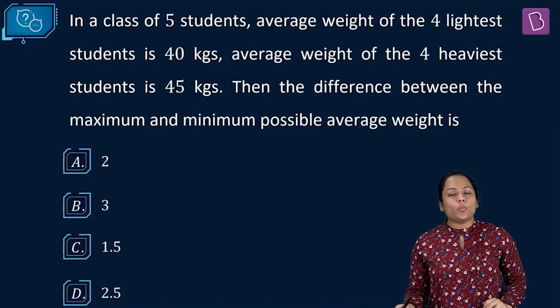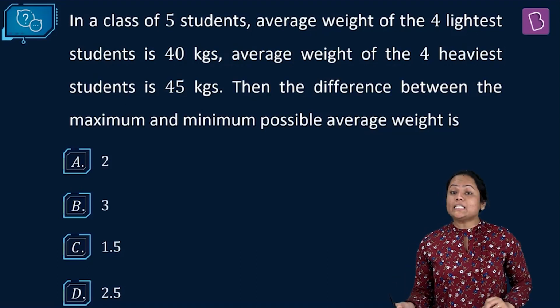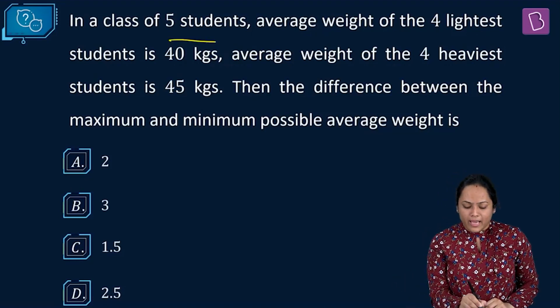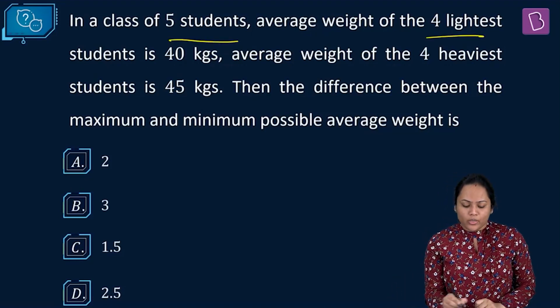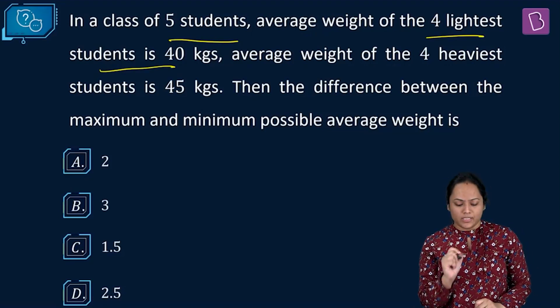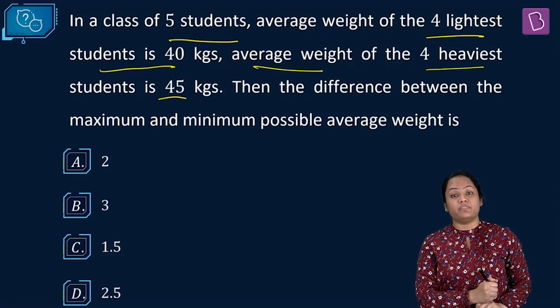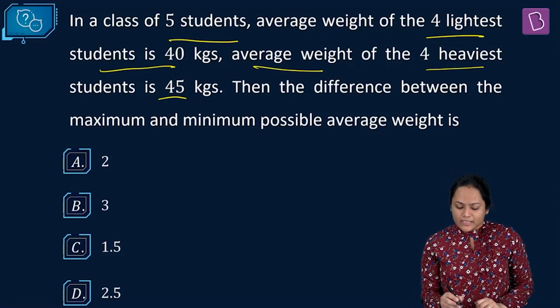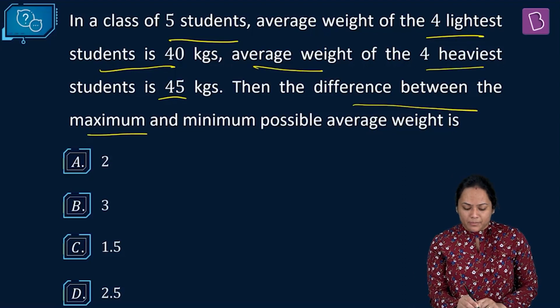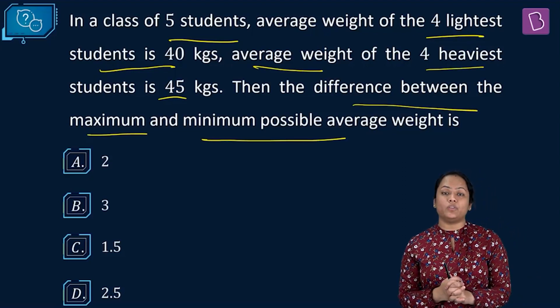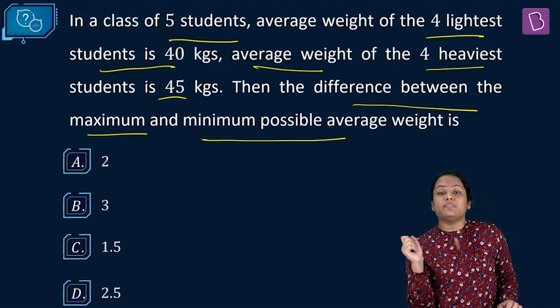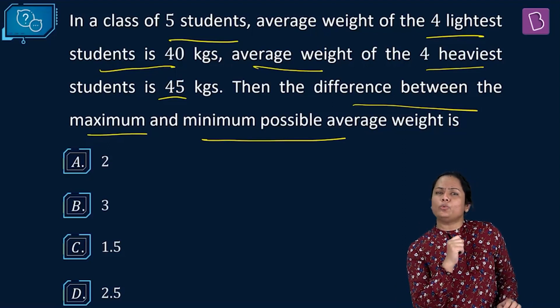Well, in this question, what they have said is, in a class of 5 students, the average weight of the 4 lightest students is 40 and the average weight of the 4 heaviest students is 45. Then what is the difference between the maximum and minimum possible average weight of these 5 students? Okay, how am I going to do this?